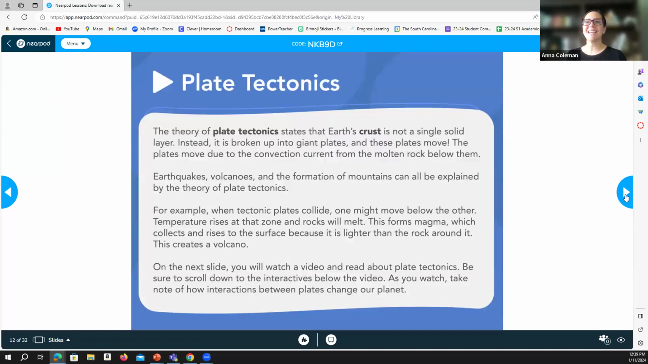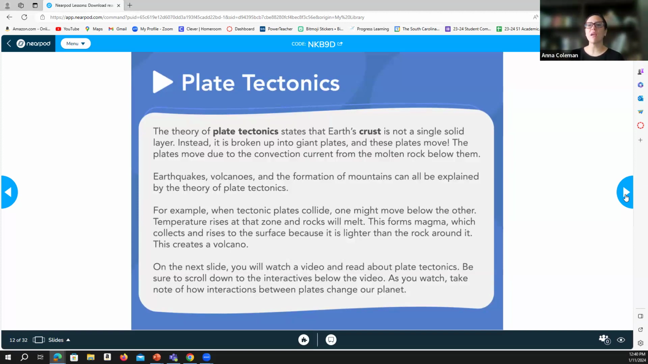So plate tectonics. The theory of plate tectonics states that the Earth's crust, which we're going to look at, is not a single solid layer. Instead, it is broken up into giant plates. And these plates actually move. The plates move due to the convection current from the molten rock below them. So we've talked about convection currents, right? Where that hot liquid or air will rise and then sink.